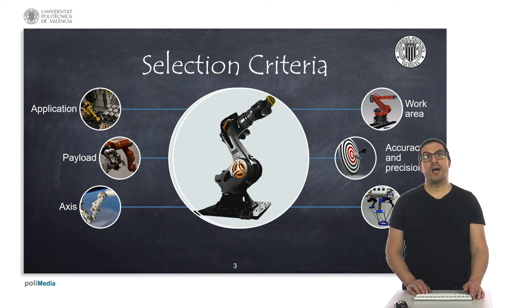In order to select a robot, I'm showing here the main criteria that will allow us to reduce the number of options in order to select the most appropriate robot for you. So one of the main criteria, as I said, is the application where the robot is going to be used, because it will mainly affect the type of robot to use. Then we will use other criteria such as payload, the number of axes, the work area, the robot accuracy and precision, as well as the joint limits. But all these criteria will help us to reduce the number of options to a few robots. But in the end, the final decision will probably depend on other criteria such as the price. And this is something I will mention at the end of the presentation.